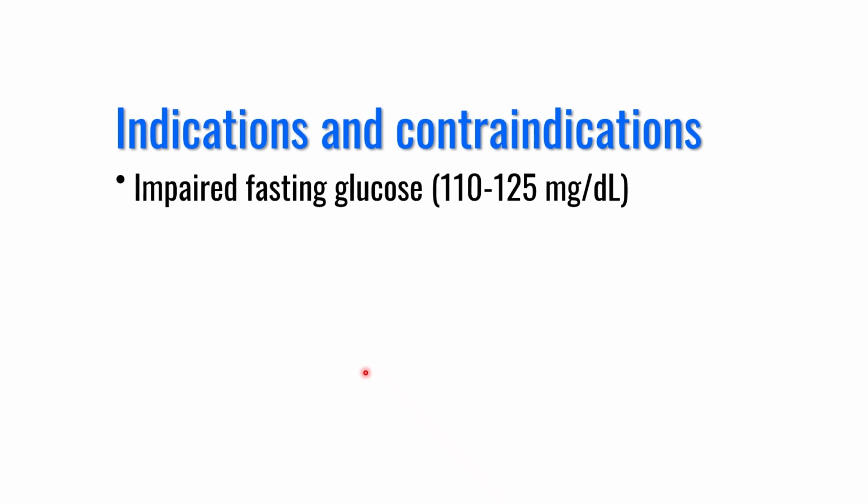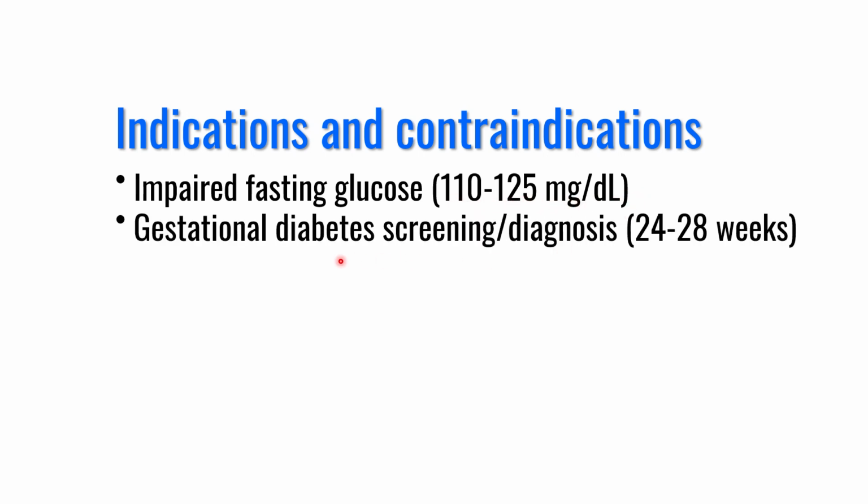Let us discuss indications and contraindications of OGTT. This is recommended in cases of impaired fasting glucose concentration ranging between 110 to 125 mg per deciliter. This is also recommended in gestational diabetes screening or diagnosis in cases having history of miscarriage, macrosomia, preeclampsia, diabetes and family history of gestational diabetes. This test in such cases is performed during 24 to 28 weeks of pregnancy to confirm diabetes.